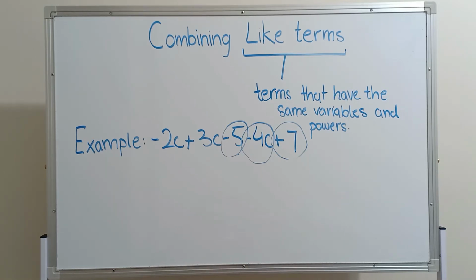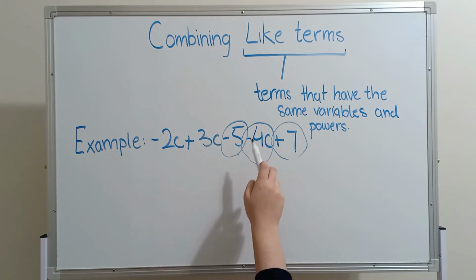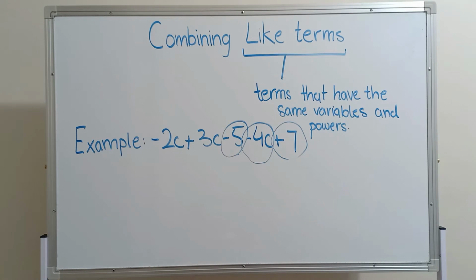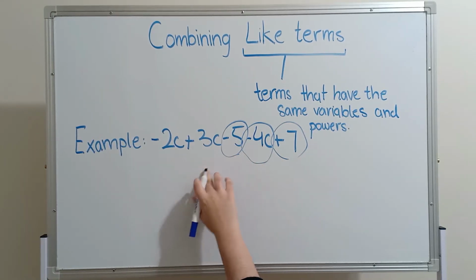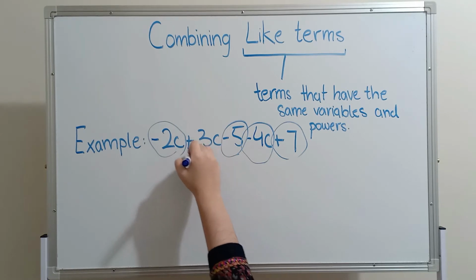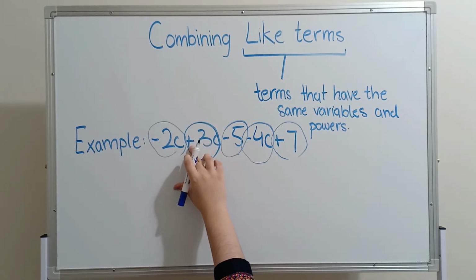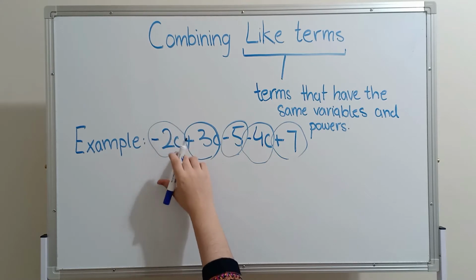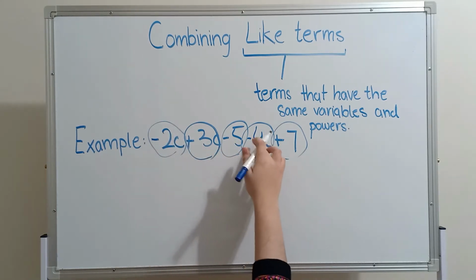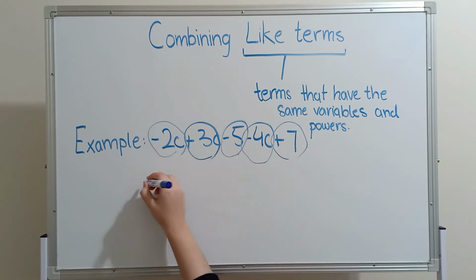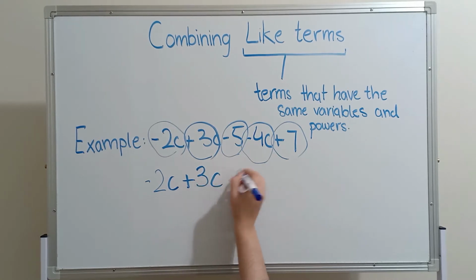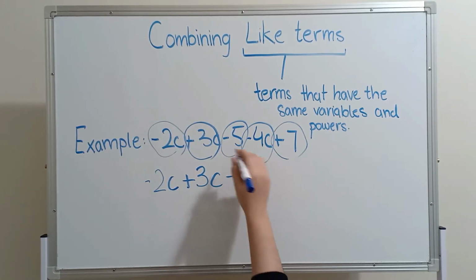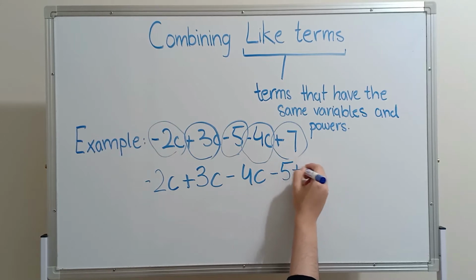It says negative 2c plus 3c subtract 5 subtract 4c plus 7. We know there's only one variable involved in this expression. So we're going to write these terms with the variables right next to each other. We can circle these first. We have to bring the sign with them. We cannot do positive 2c or plus 4c. We have to bring the negative sign or the positive sign with them. So negative 2c plus 3c subtract 4c subtract 5 plus 7.